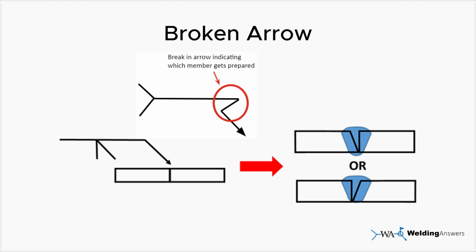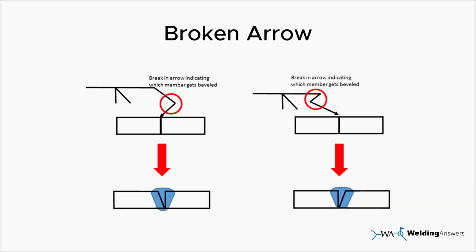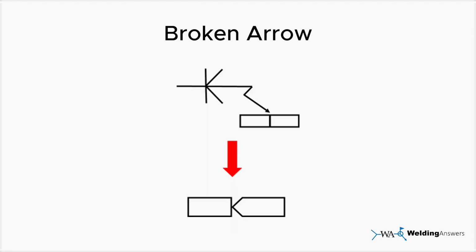If a broken arrow is not used, as you see in this image, then either side of the joint can be prepared. The choice is up to the fabricator. However, when it's absolutely necessary to prepare a specific side, the broken arrow must be used. The side that receives the preparation, whether it's beveled, machined, or otherwise, is always the side to which the broken arrow points. This rule applies consistently even for welds made from both sides of the joint. The broken arrow always points to the side that requires preparation.